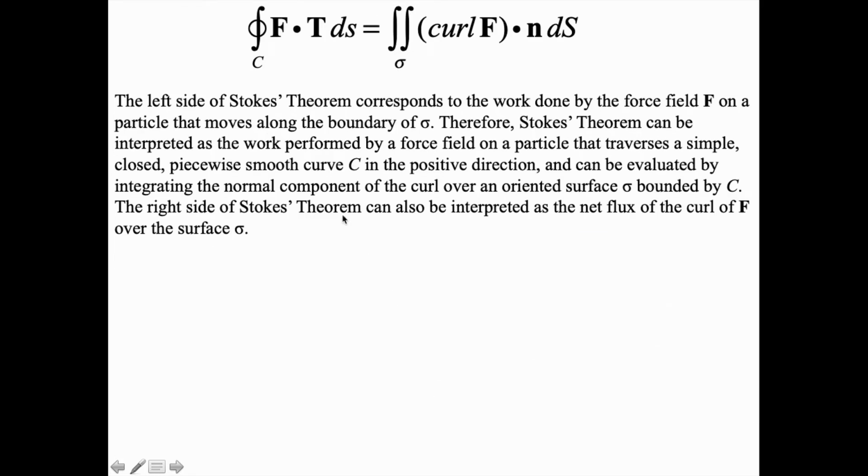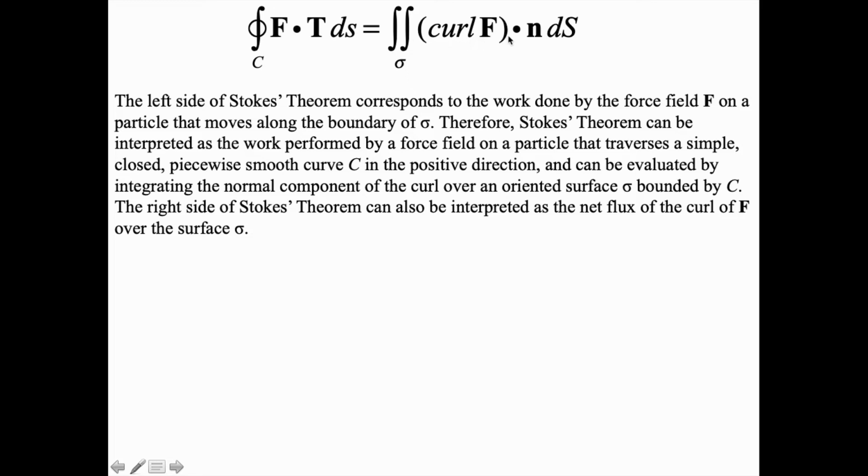Okay, so now also the left side of Stokes' theorem interestingly corresponds to the work done by a force field F on a particle moving around the boundary of the surface sigma. So Stokes' theorem can be interpreted as the work performed by a force field on a particle that traverses a simple, closed, piecewise smooth curve C in the positive direction, and can be evaluated by integrating the normal component of the curl over the oriented surface sigma bounded by C. So what we often hear when we talk about Stokes' theorem, this right side of Stokes' theorem is also interpreted as the net flux of the curl.